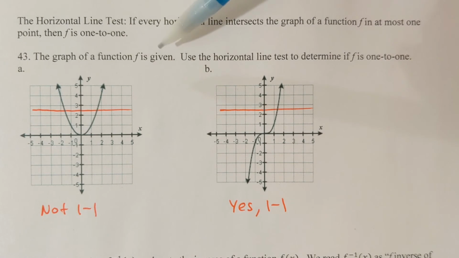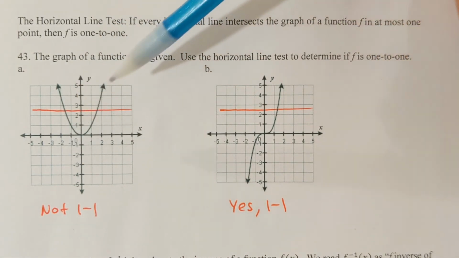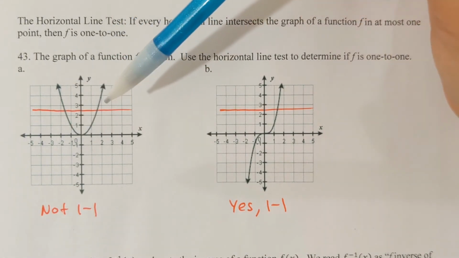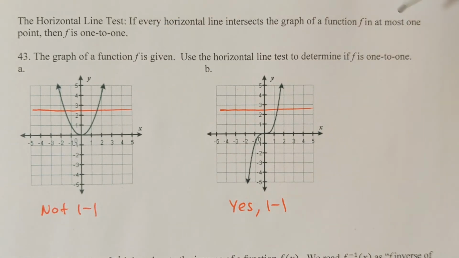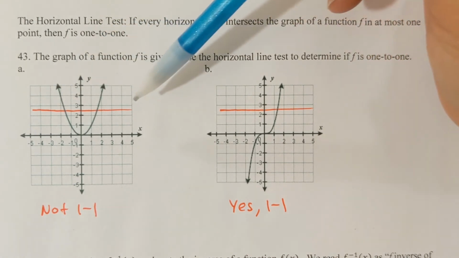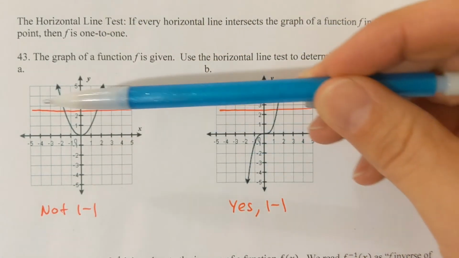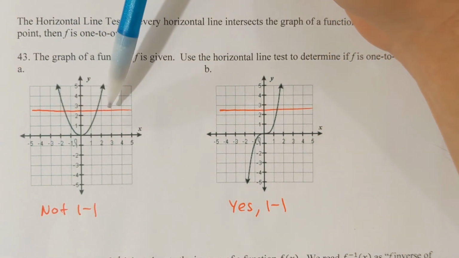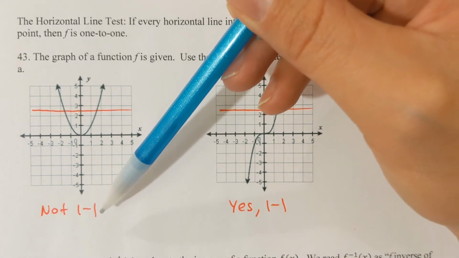Let's take a look at problem 43. The graph of a function f is given. We're going to use the horizontal line test to determine if f is 1-to-1. Here's part A. I've got the square function, y equals x squared. Of course, that is a function because it passes the vertical line test. Now, is this function 1-to-1? No. This will fail the horizontal line test, right? If I swing a horizontal line down the graph, I'm not going to intersect the graph in only one point. Therefore, this is not 1-to-1.